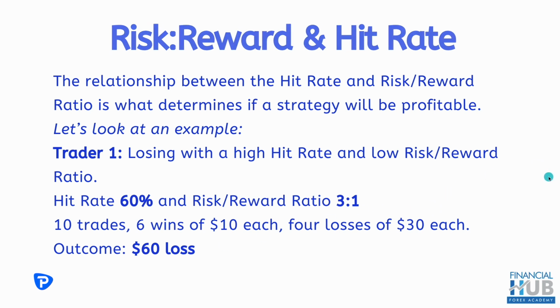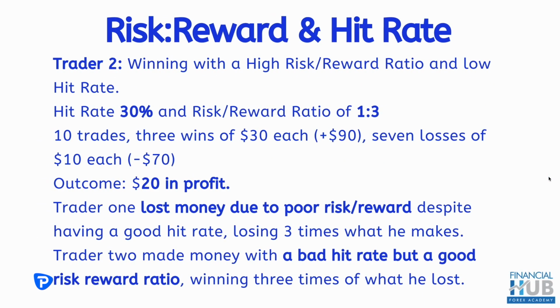Let's look at trader 2. This trader is now winning with a high risk reward and a low hit rate. The hit rate is, compared to the first person, a 30% hit rate, but the risk reward is 1:3. So now this is the good risk reward that we always advocate for, and not the inverse risk rewards. So 10 trades, 3 wins of $30 each, that is a total of $90, and 7 losses of $10 each, so negative $70.